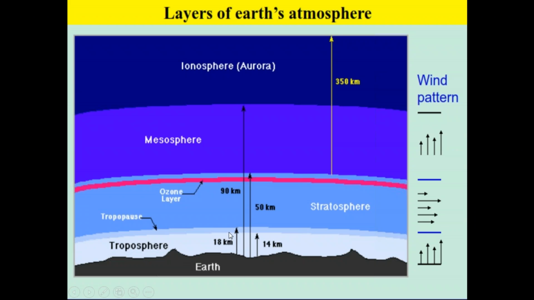So here is the troposphere, and after that the tropopause, and after that the stratosphere, and again one ozone layer is there, and after this ozone layer the mesosphere will come, and after this mesosphere the ionosphere is there. You can see the troposphere ranges from 0 to 14 kilometers, and after this 18 kilometers up to 50 kilometers is the stratosphere, and from 50 to 90 kilometers it is the mesosphere, and from this mesosphere the ionosphere starts.